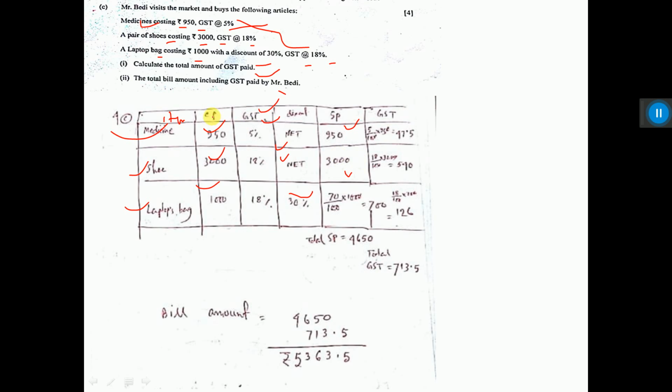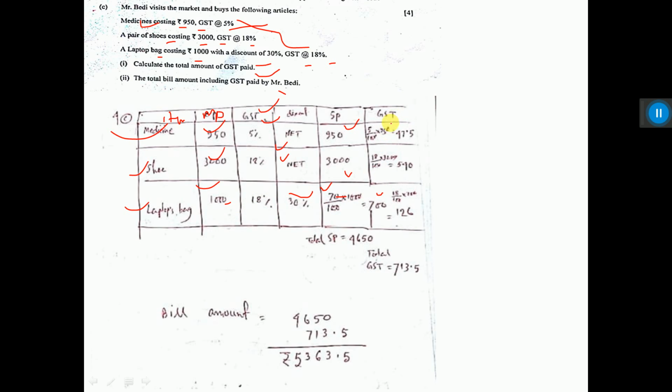And this is not CP, this is mark price, MP. And here you see 30% discount. So what is left? 100 minus 30, that is 70 left. 70% will be SP. So 70 by 100 into 1000. So you are getting this thing.